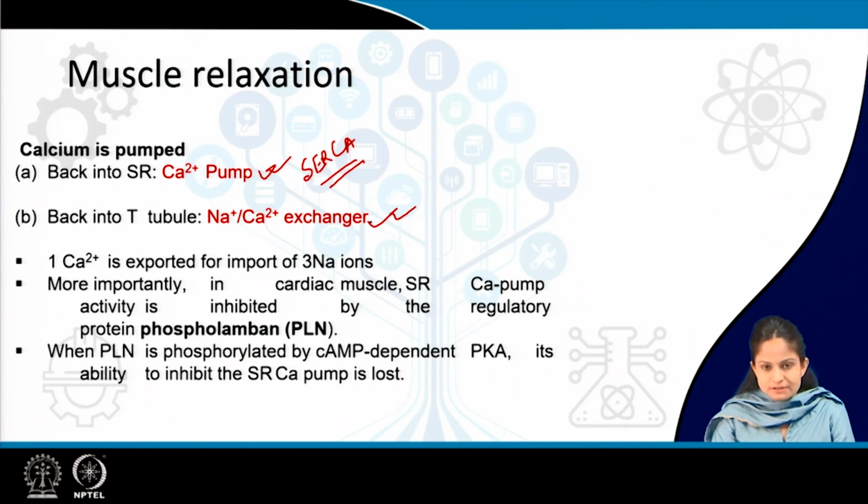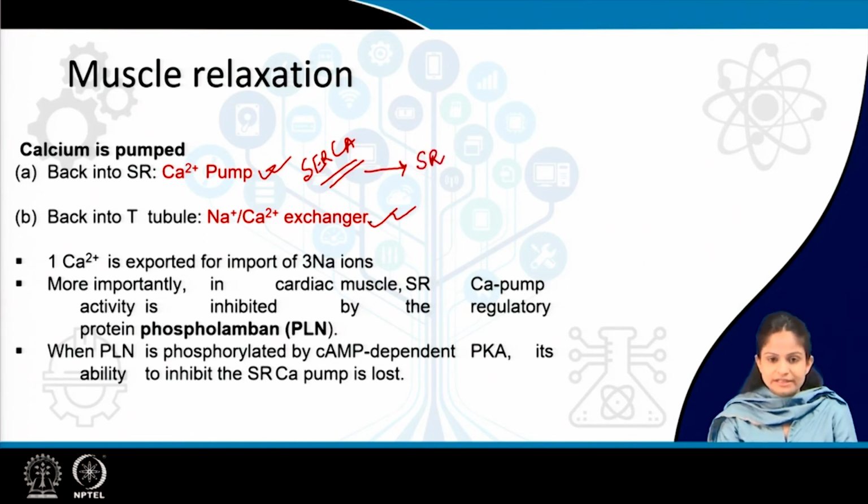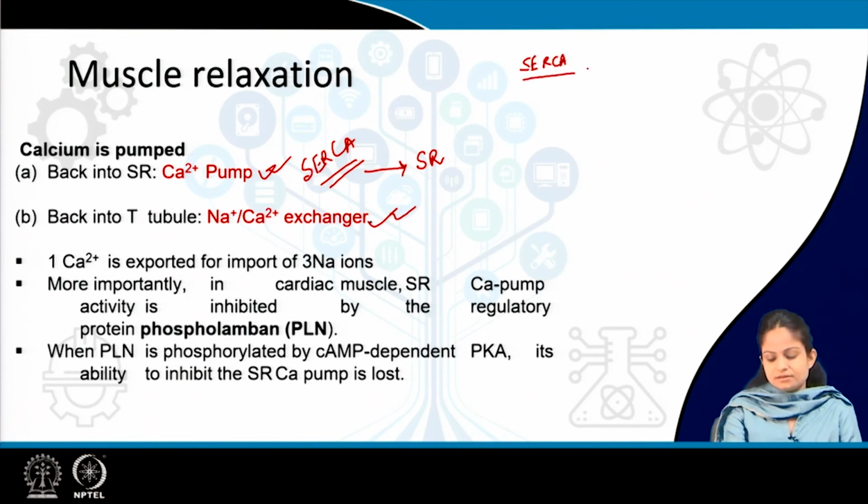Now, there has to be two pumps because the calcium which is already entering into the sarcoplasm during the muscle relaxation should enter into the sarcoplasmic reticulum. So, this SERCA pump will take the calcium back from the sarcoplasm or the cytoplasm to the sarcoplasmic reticulum. Now, usually this SERCA pump is kept inhibited. The name of SERCA pump comes from sarcoplasmic or sarcoendoplasmic reticulum calcium ATPase pump.